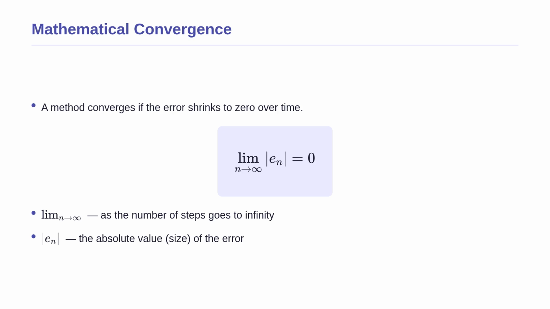Now that we have defined the error, let us look at the formal mathematical definition of convergence. We use the limit operator here. The symbol lim, with n approaching infinity, means we are looking at what happens as we take more and more steps, going on forever. The vertical bars around the error mean we are taking the absolute value. We only care about the physical size of the mistake, not whether it is positive or negative. In everyday language, this formula guarantees that if you keep taking steps indefinitely, the size of your mistake will eventually shrink to absolutely nothing. If a numerical method satisfies this equation, we can trust that it will eventually find the correct answer.